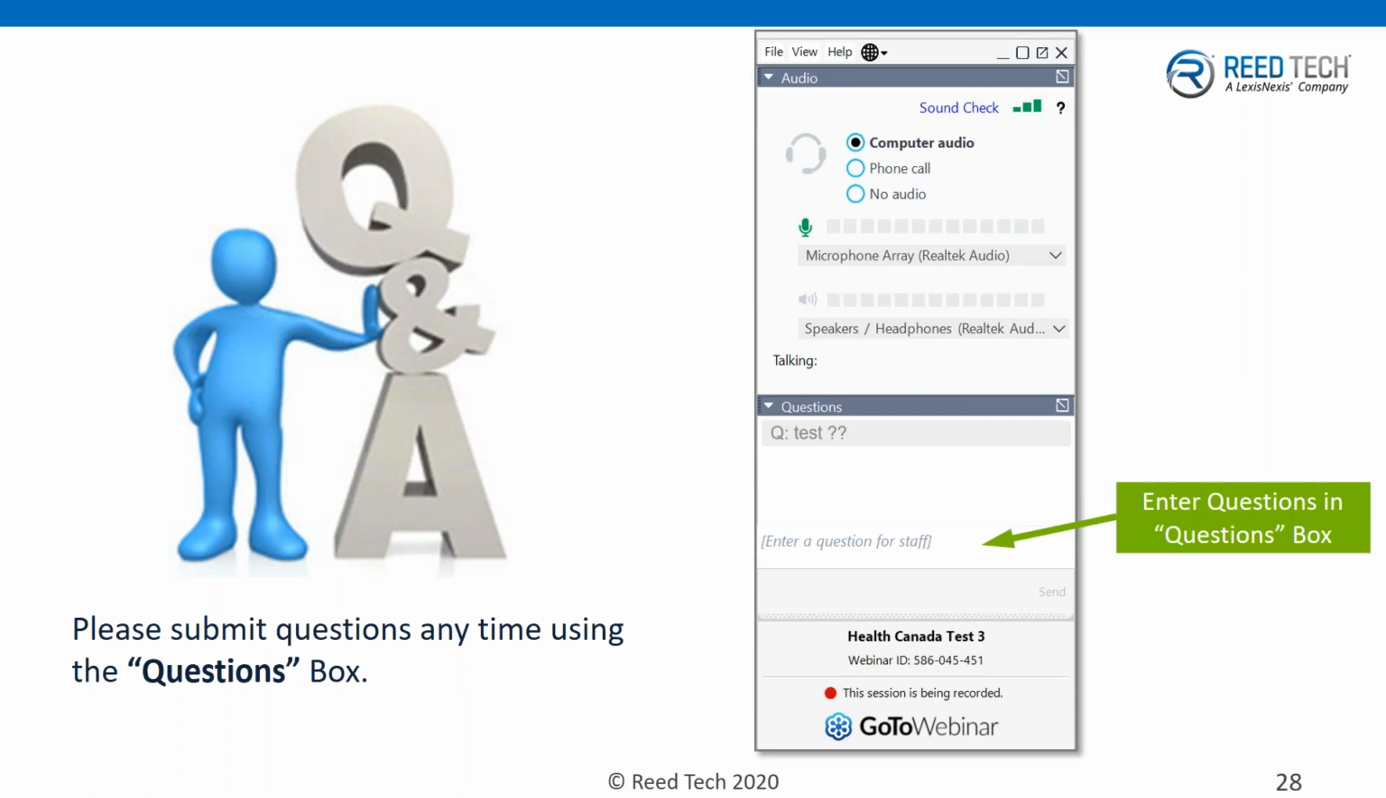I am hearing some background noise. If you can mute Gary, or if you can mute Karen on your end, please. It sounds like we're getting an echo.